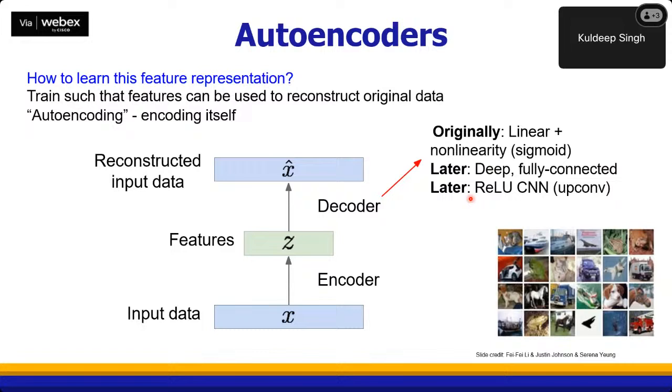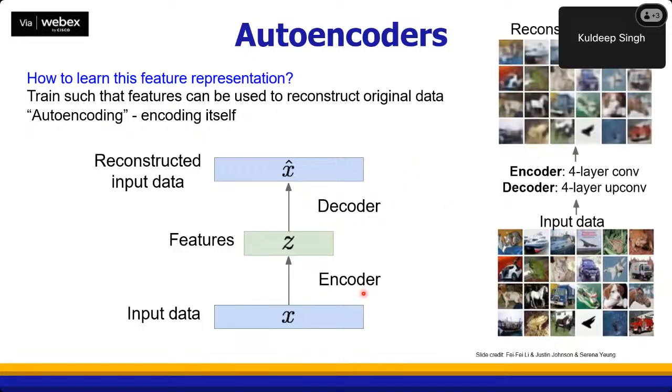Now this decoder can also have a structure similar to that of the encoder. In this process, we provide the input data and pass it through the encoder first, which could be a convolutional neural network. Let's say we have a 4-layer convolutional neural network, and then we get features here.